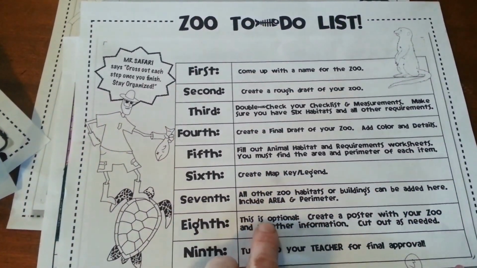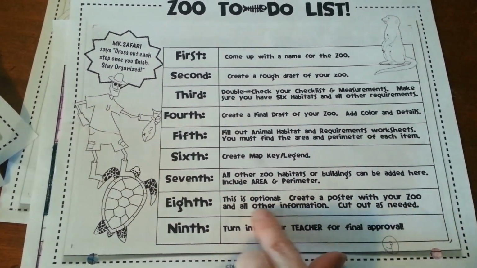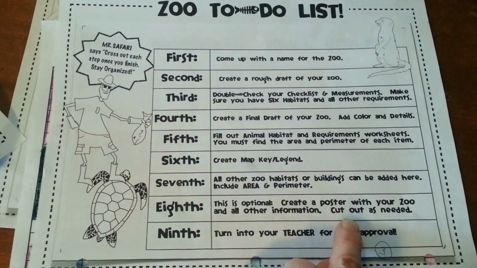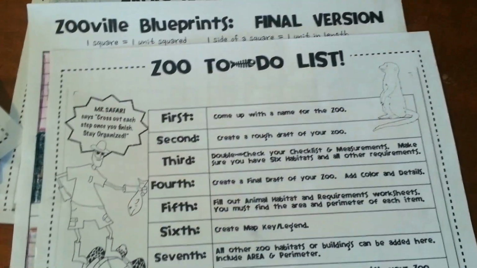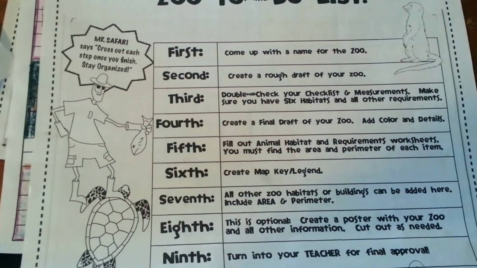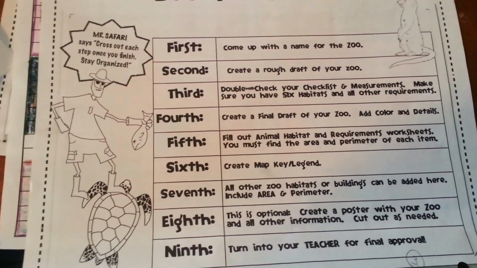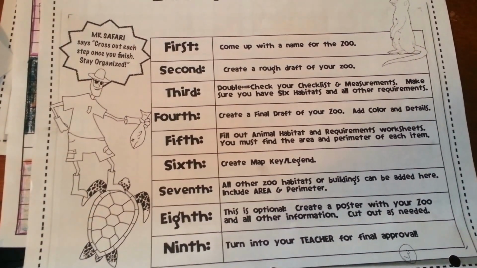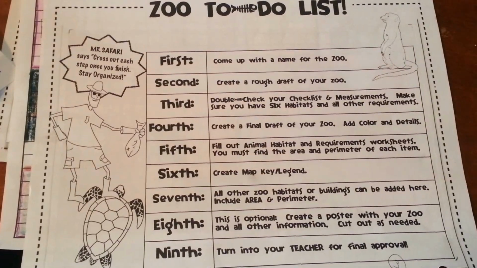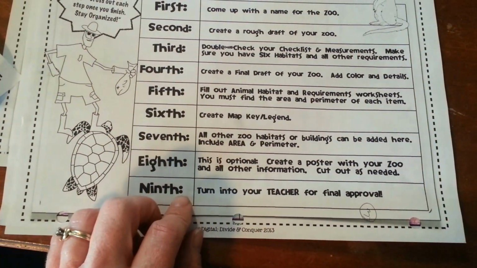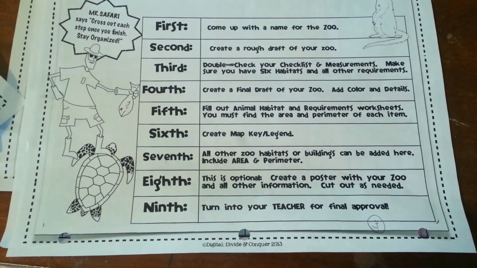The 8th step, and this is optional: I want you to create a poster with your zoo and all the information, and you could cut it out as needed. If you wanted to make a diagram to show all this on poster board or construction paper, and cut it out to make it a little more like a presentation, you can do that. I'll give 10 Titan bucks to people who want to do that. And then at the end, you just turn it in for approval from me.